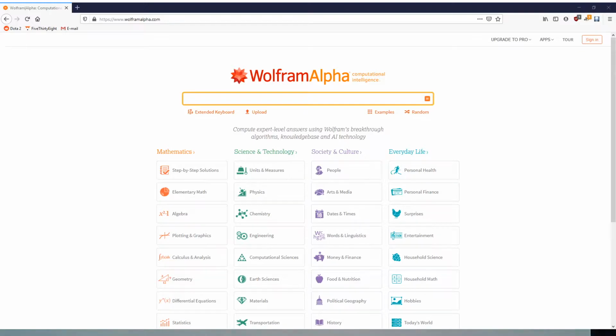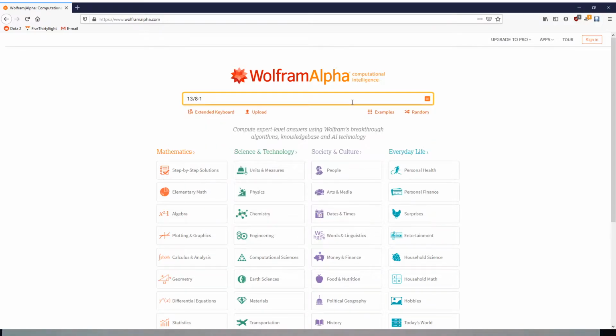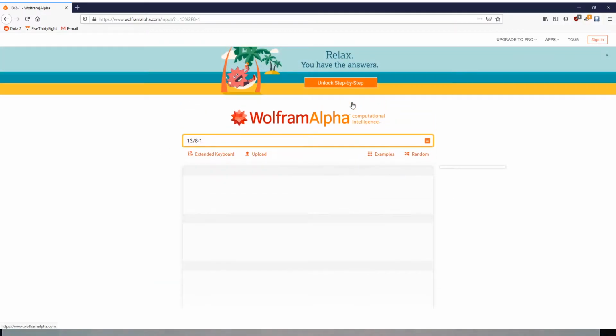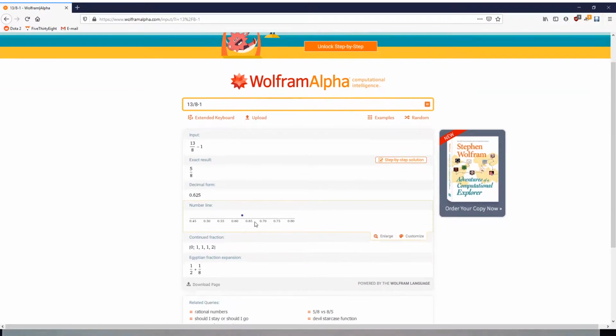So on this question, for instance, you need to start off the problem by doing 13 over 8, and you're going to have to subtract 1. So when you're at home, you can just do 13 divided by 8, then subtract 1 and hit enter. And if you do that, it tells you right away it's 5 over 8. It also decimalizes it for you, puts it on a number line, it does all kinds of stuff.